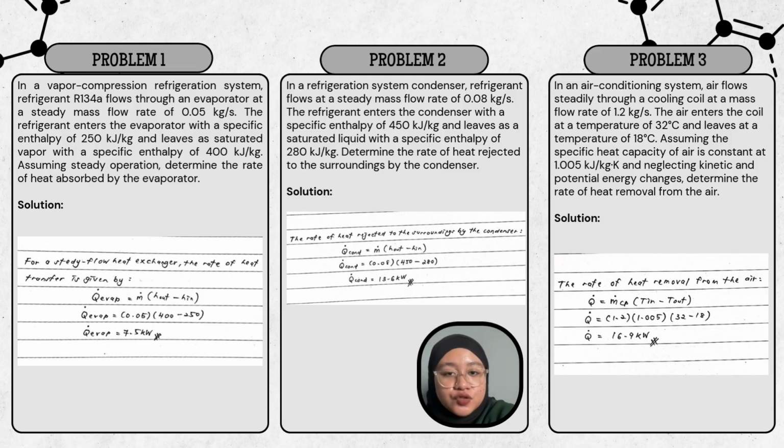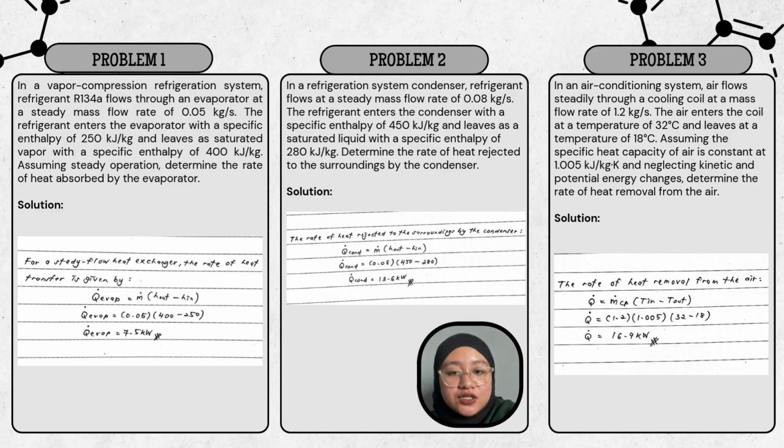Airflow data: air flows through the coil at a rate of 1.2 kg per second. Temperature differential: the air enters at 32 degrees Celsius and is cooled down to 18 degrees Celsius. Assumption: we assume the specific heat capacity Cp of air is constant at 1.005 kJ per kilogram Kelvin and neglect kinetic and potential energy change.